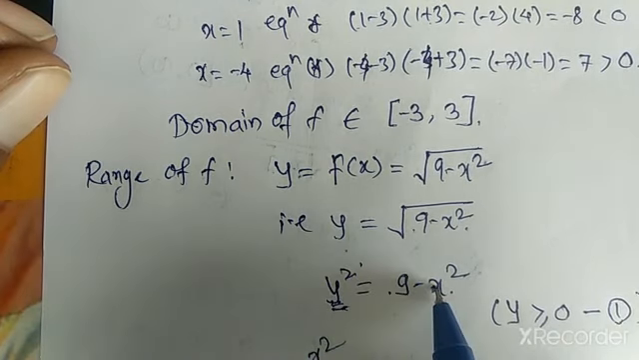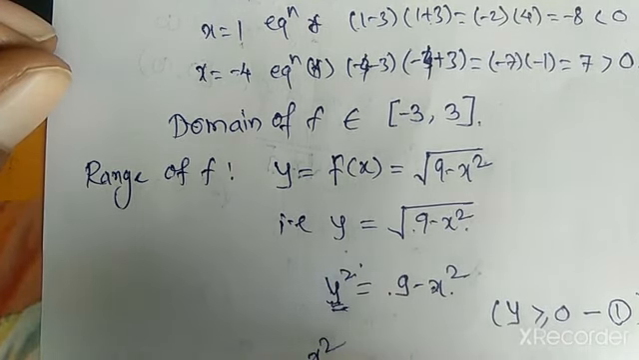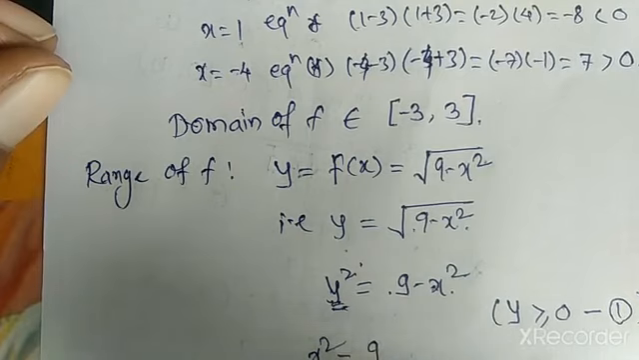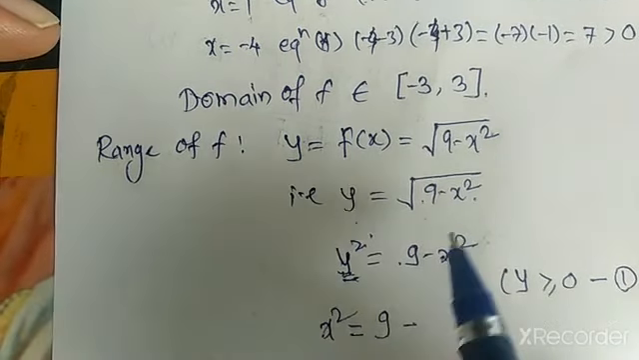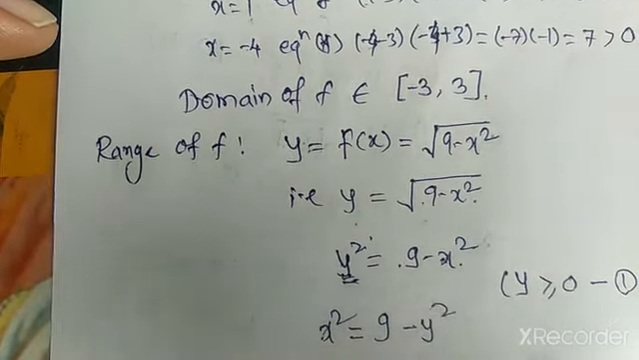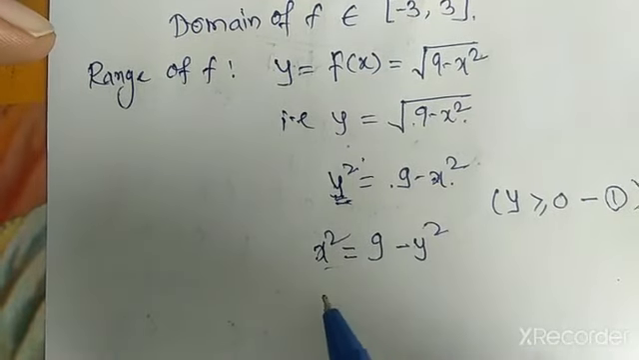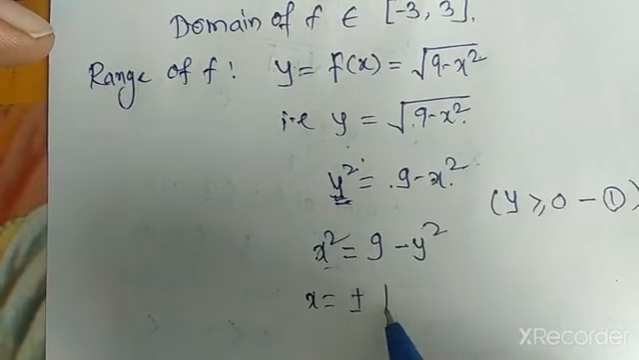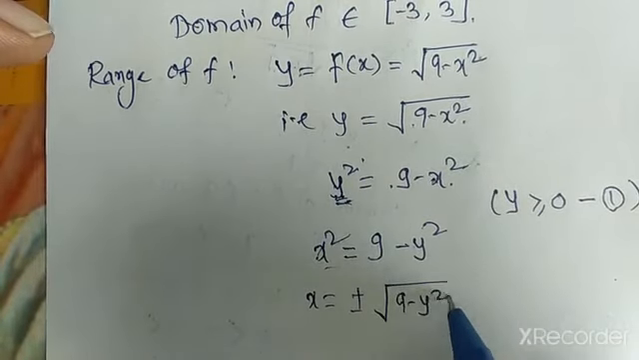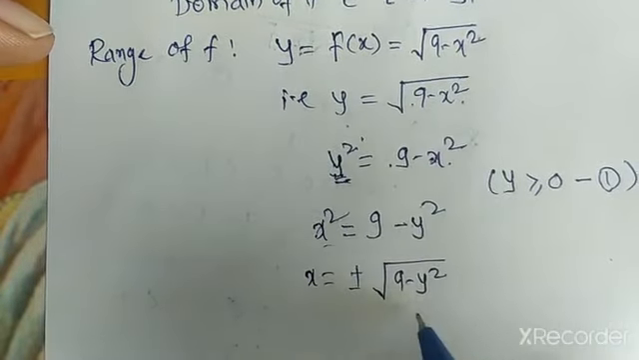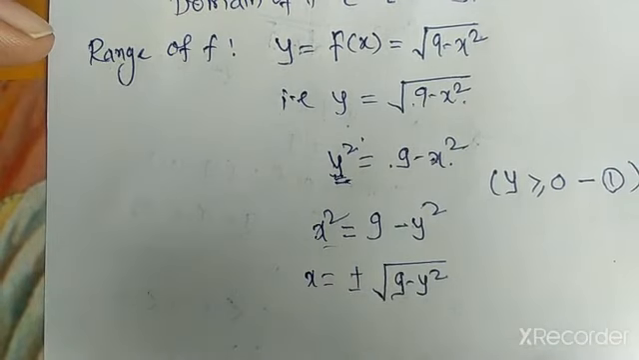if we shift this to the left and y square to the right side, we get x square is equal to 9 minus y square. We have to write an equation in the form of x. Now here x is equal to plus minus square root of 9 minus y square.